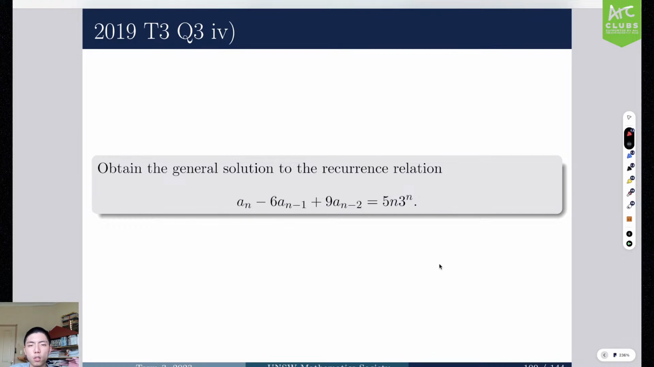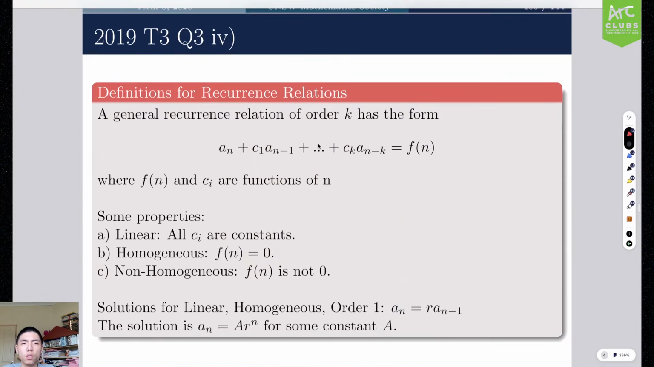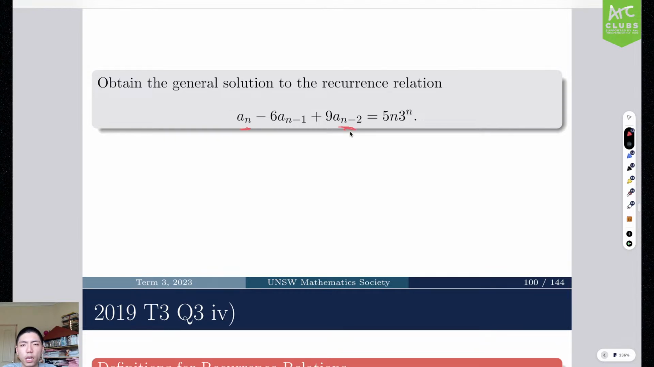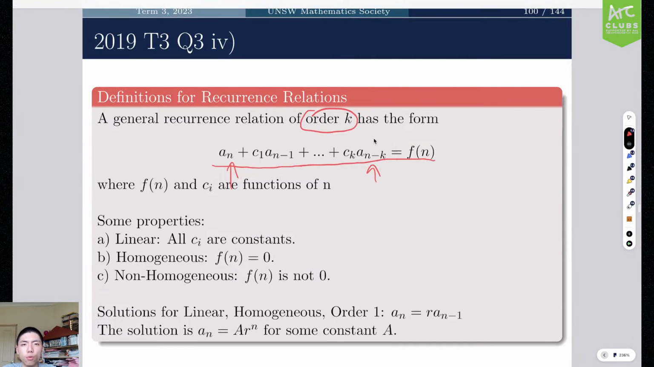Okay, so this leads us on to the next topic, where we need to be solving for the recurrence relation as follows. So before we do this, let's go through a bit of theory behind recurrence relations. So the general recurrence relation would have this form. An order k recurrence relation essentially just means that if I start from a_n, it goes down to a_{n-k}. So if we look at the one above us, since this starts from a_n and goes all the way down to a_{n-2}, then this is going to be an order 2 recurrence relation because k is equal to 2 in this scenario.